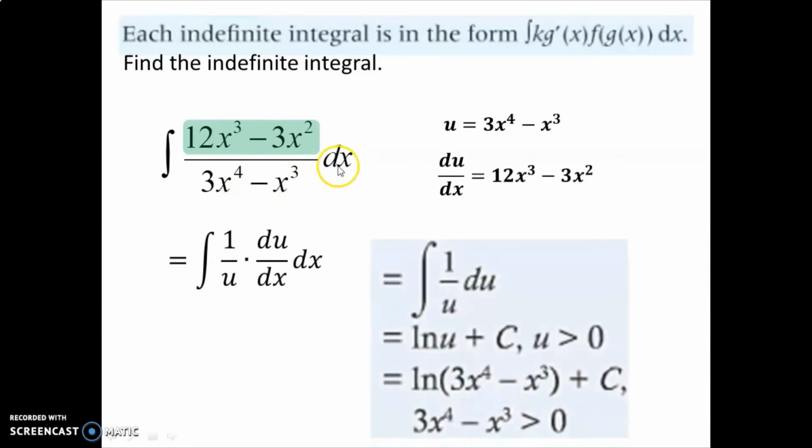Okay, let's check our work. I'm going to show all the steps. Here's our u, the thing we're going to take the derivative of. Here's du dx. We take the derivative of it and put it back in here. Notice we have 1 over u here because the u is on the bottom. The du cancels, and you get ln u, because the integral of 1 over u is ln u. And we put the u back in like that.